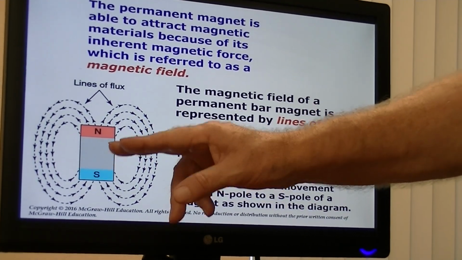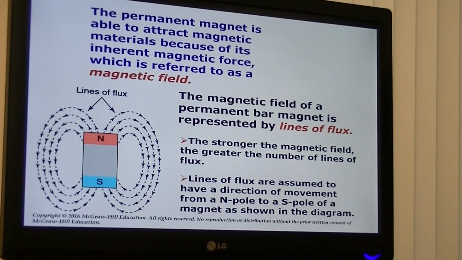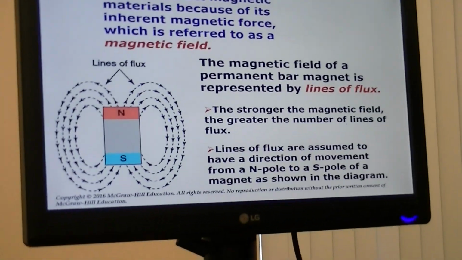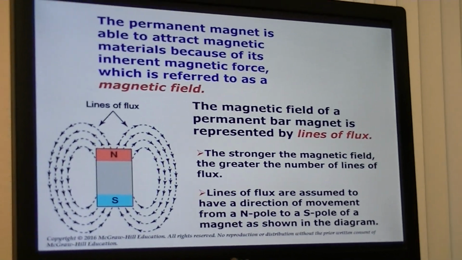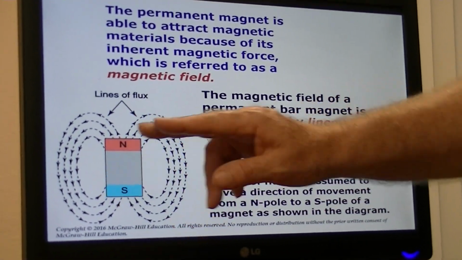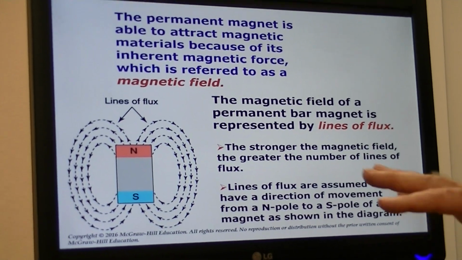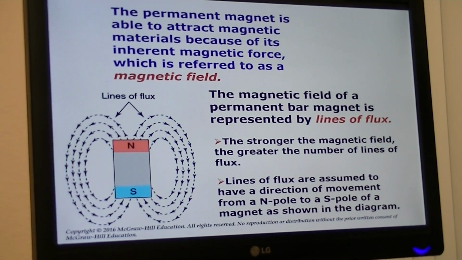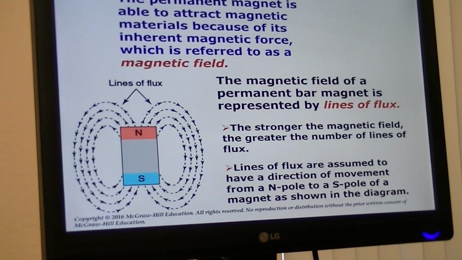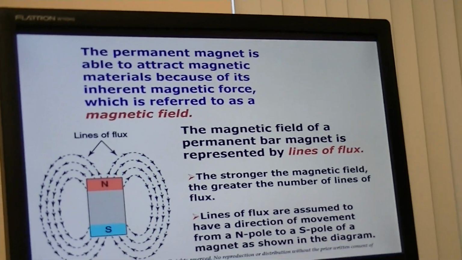So you can see here that here's your magnet. You've got two poles to a magnet, a north and a south. The magnetic field of a permanent magnet is represented by lines of flux, and these lines of flux go from north to south pole, and that basically goes all the way around the entire magnet. It's shown two-dimensional, but in three dimensions it creates a circle going from north to south.